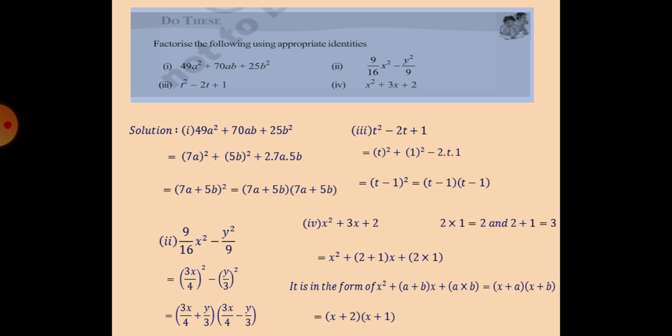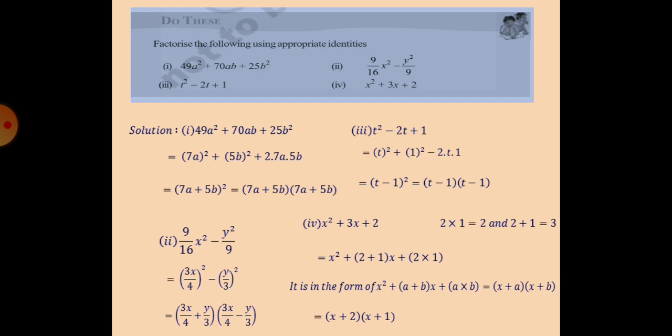So what is the identity for that? A square minus b square is a plus b into a minus b. First term plus second term into first term minus second term. 3x by 4 plus y by 3 into 3x by 4 minus y by 3. So 9 by 16 x square minus y square by 9 is obtained by multiplying 3x by 4 plus y by 3 into 3x by 4 minus y by 3. These are the factors.